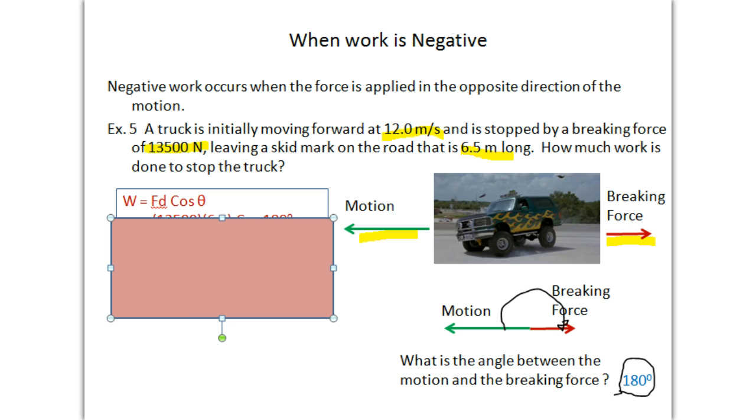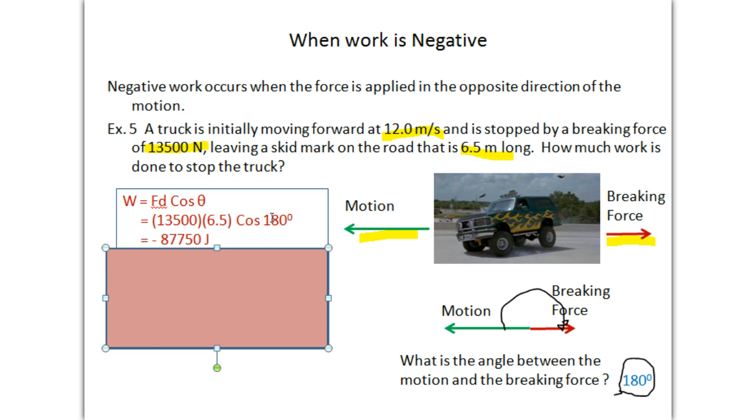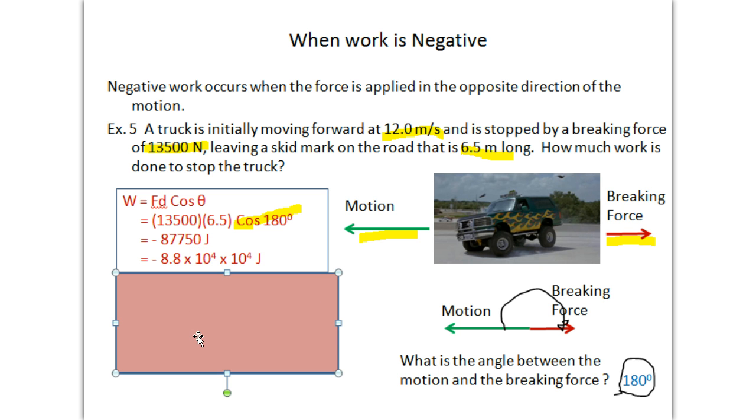We use the same formula. Work is force times distance times cosine theta. So put in our force, our distance, and our angle of 180 degrees. Cosine 180, for those of you who should have covered trigonometry so far in math, works out to negative 1. So that's what you'd have here. So negative 1 times 6.5 times 13,500, and you would come back to negative 87,750 joules, or negative 8.8 times 10 to the 4 joules.